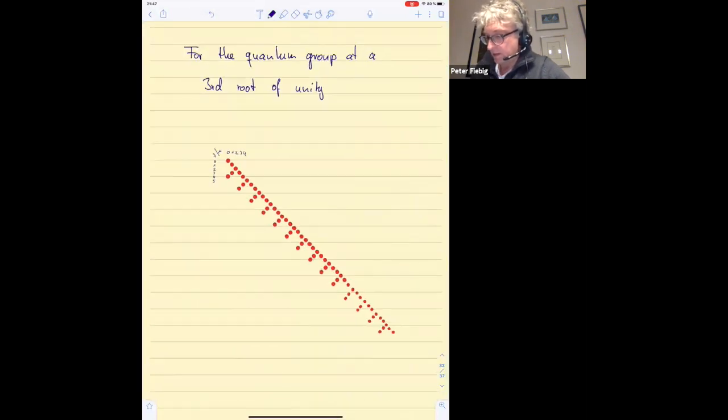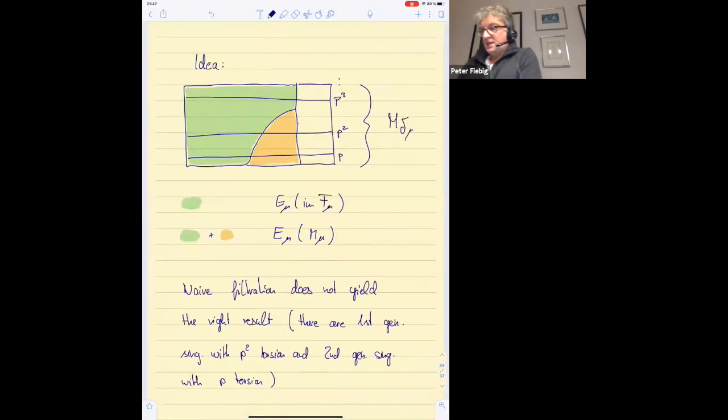So there's a kind of naive idea that you can look at this torsion part here and filter it by powers of p. But this does not give you the right answer. You see it already in the SL2 case, because there are first generation characters where you have a p-squared torsion occurring, and there are second generation characters, situations where you only have a p torsion. So that's not the right way to filter this torsion part.